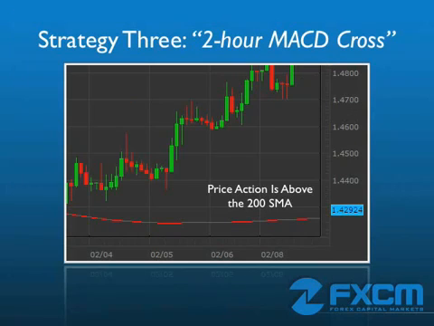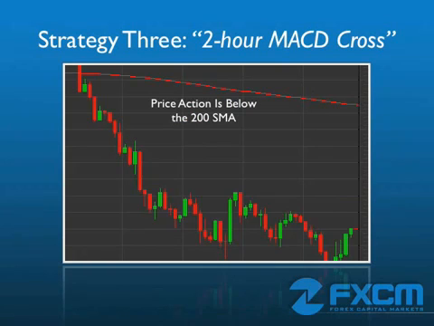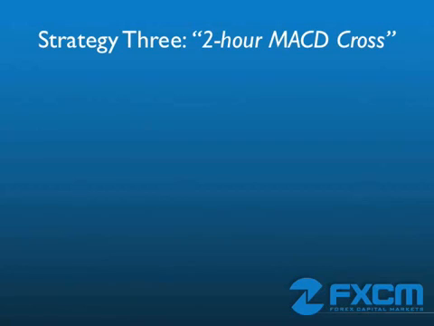If the price action is above the 200-period moving average, like it is here, the pair is currently in an uptrend. If the price action is below the 200-period moving average, like it is here, the pair is currently in a downtrend. That's really the only purpose of the moving average indicator in this strategy.